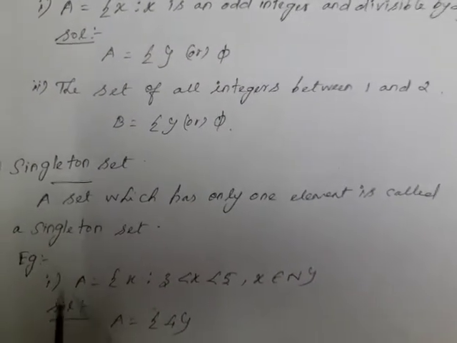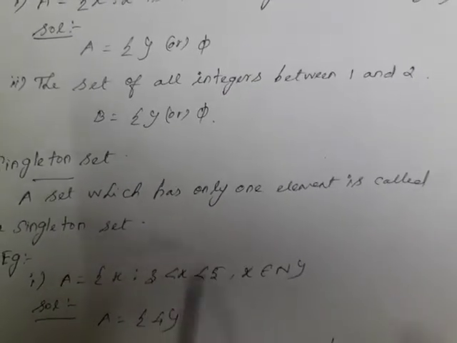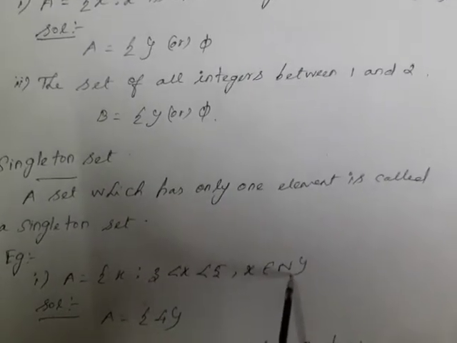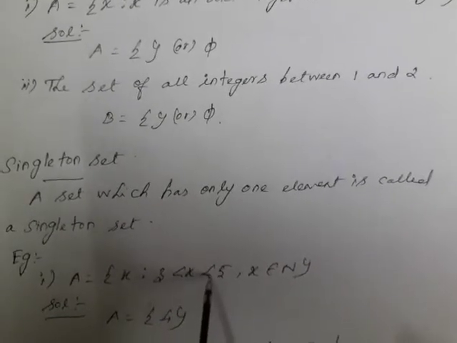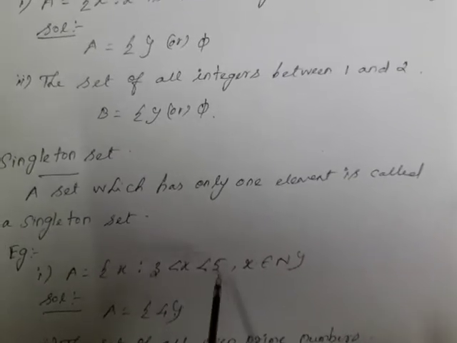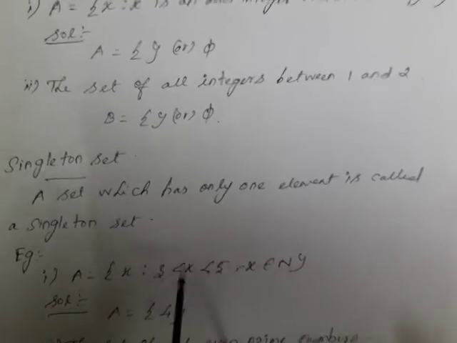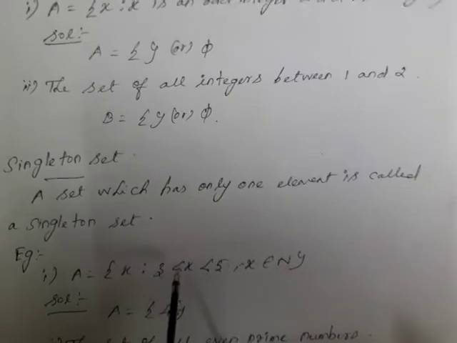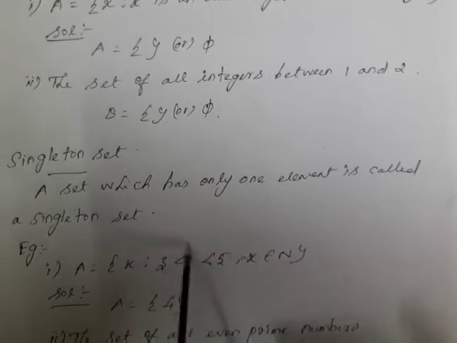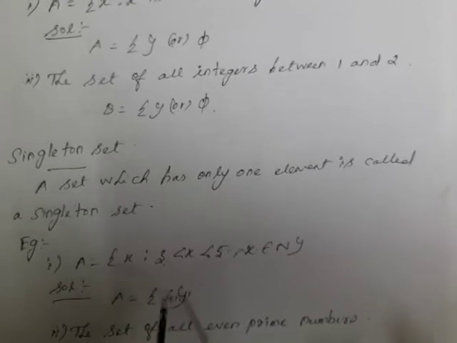The example given: set A is equal to {x such that x lies between 3 and 5, and x belongs to natural numbers}. Between 3 and 5, what values are there? 4 alone. We can't consider 3 and 5, because only in-between values are given, not equal to. So 3 less than x less than 5. What is the value in between? 4 alone. Only one element.